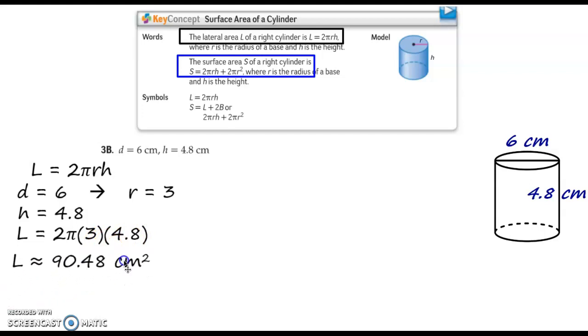Once I've done that, I can get an estimated value of the lateral surface area, which is about 94,800 centimeters squared. Now we want to look at the total surface area.